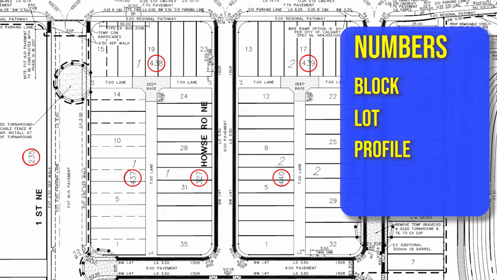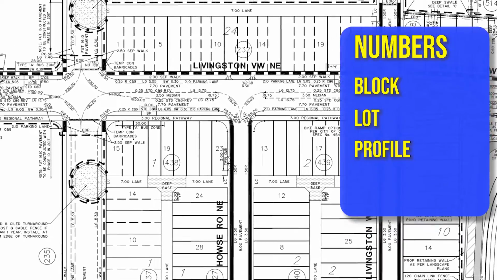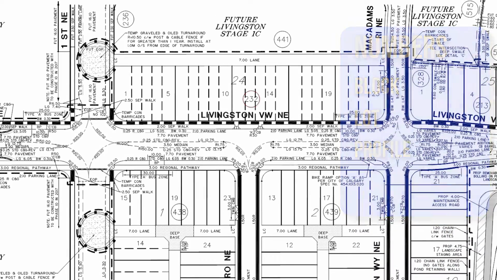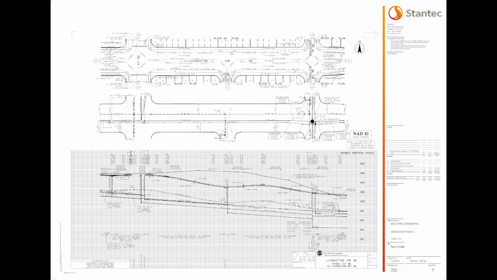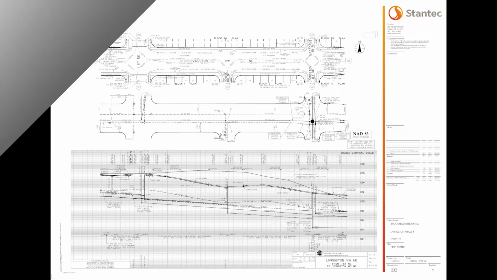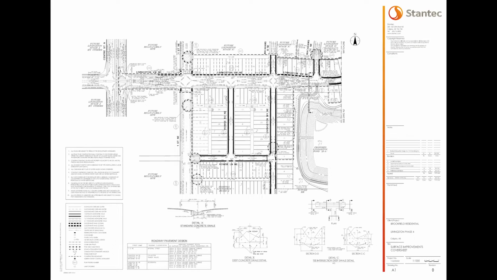They are a reference to a profile drawing later in the plans. Profiles show in detail information along a section of road. Each section of road or lane will have a profile number and page. On this page, we can see several profile numbers, each referring to a specific section of road. If we check now, you can see the section of Livingston View between First Street and McAdams Rise is 232. A quick glance at page 232 in your set of plans shows us how Livingston View grades along its length, with a lot of other information. We'll explain profiles a little later.